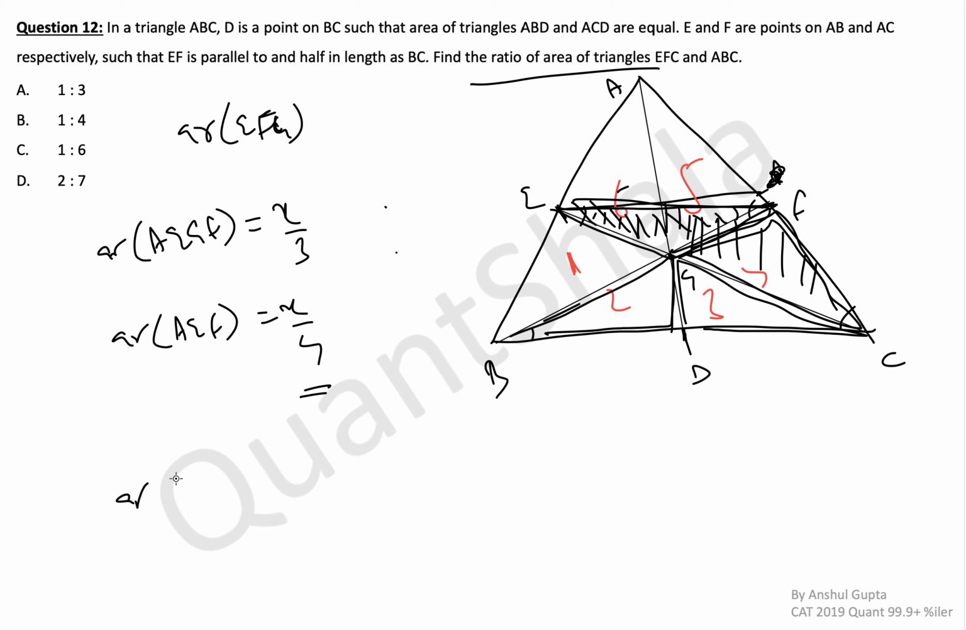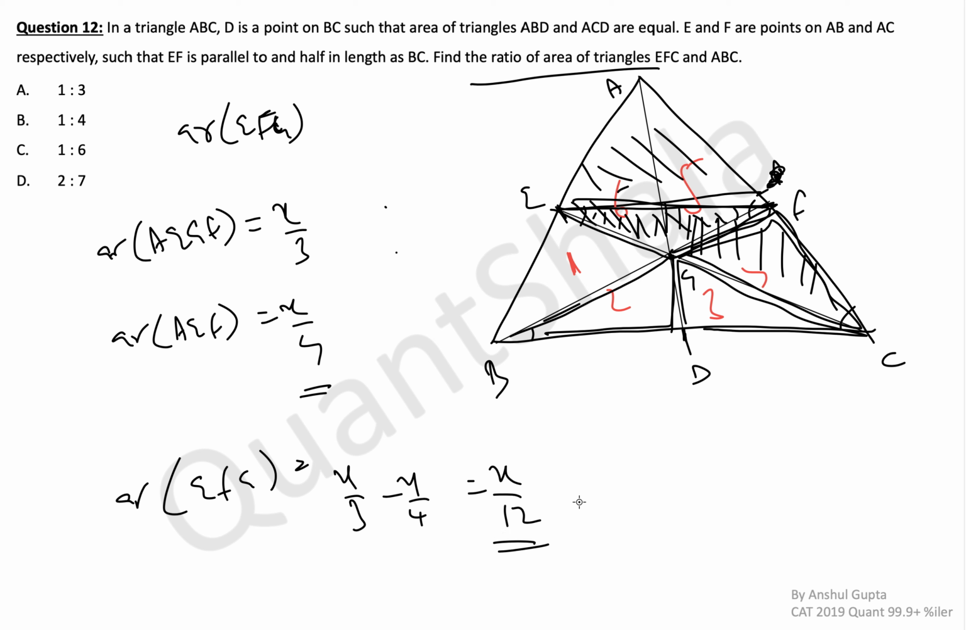Okay. So area of EFG will be subtracting area of this quadrilateral from this triangle. So you get x by 3 minus x by 4, which comes out as x by 12. Okay, and then proceeding with the same solution as earlier, you get this is x by 12, this is x by 6, adding them, you get x by 4, and x by 4 ratio with x is 1:4. Okay. These are just two ways to compute the area of triangle EFG.